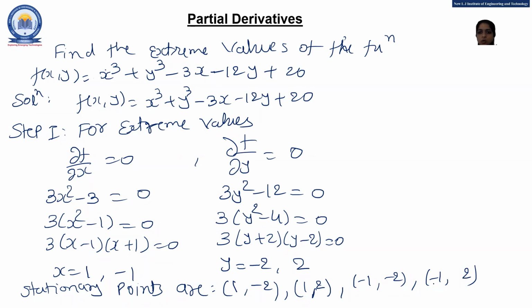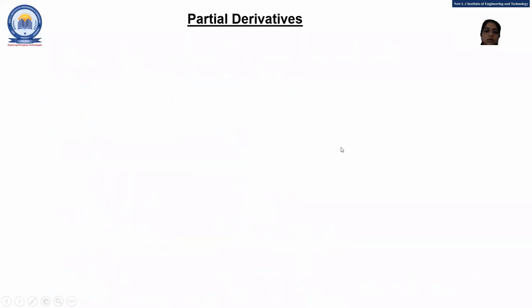So, hope you all understood the stationary points. Okay, there are 4 stationary points. If I take x equal to 1, at that time two possibilities of y, that is minus 2 and 2. And if I take x minus 1, then again I have two possibilities of y, that is minus 2 and 2. So a total of 4 stationary points are there, right? Now step 2.